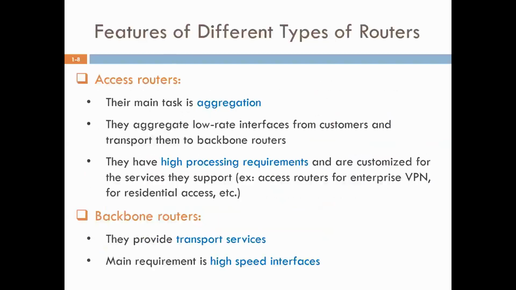And as in data centers, the routers have different functionality. So the access routers need to do aggregation. I will discuss aggregation in a little bit. It has to actually support customer services. The backbone routers provide high-speed interfaces and transport services.